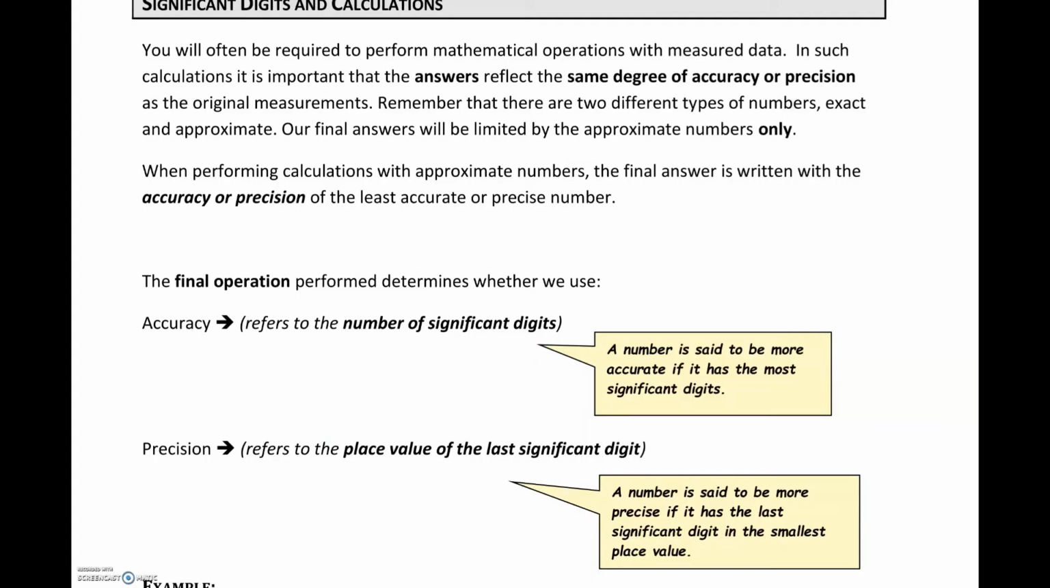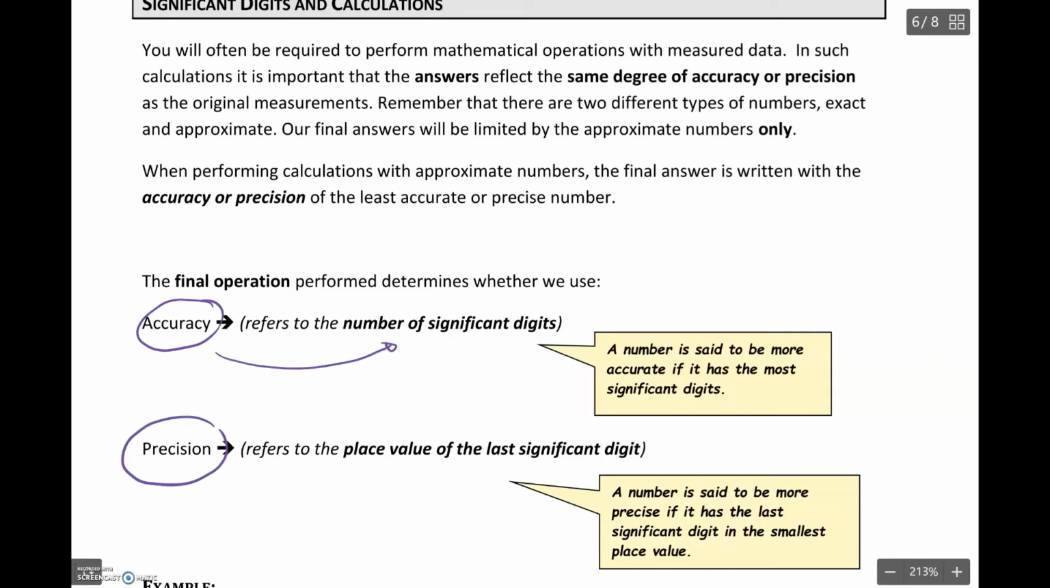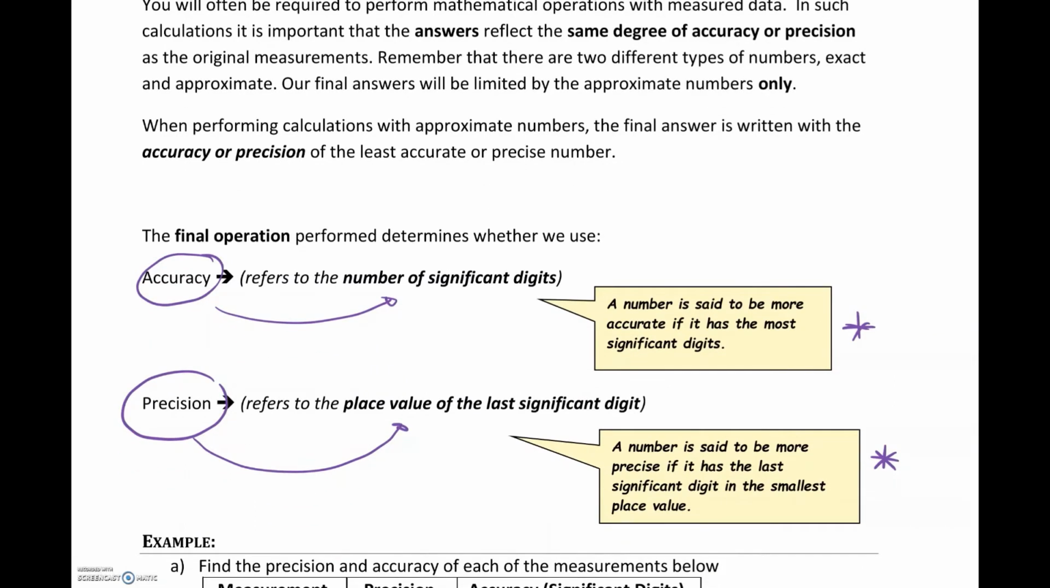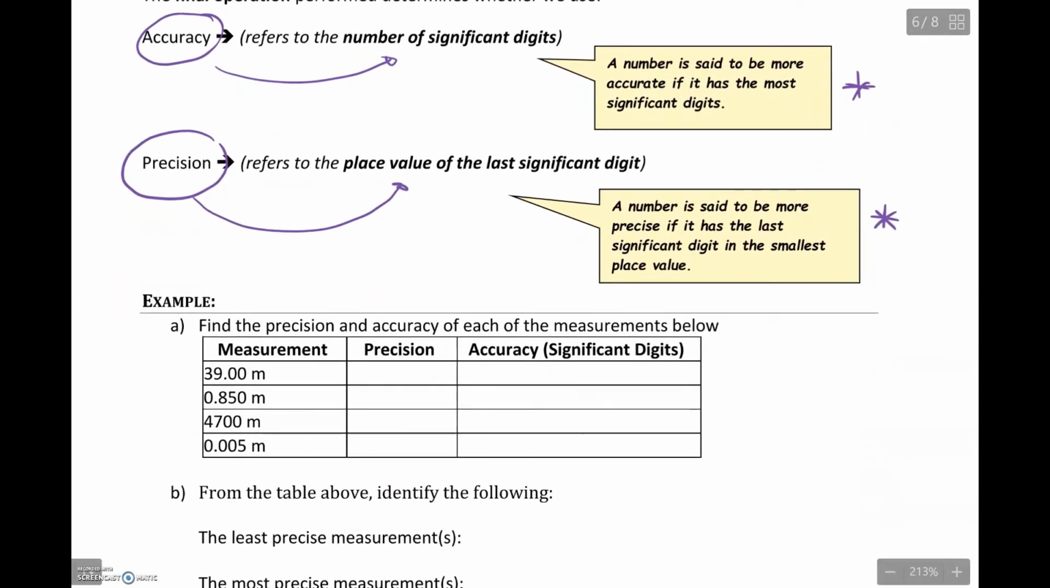We'll be looking now at 2 important concepts, that of accuracy and precision. Accuracy refers to the number of significant digits, whereas precision refers to place value of the last significant digit. So it's very important to study these 2 definitions here. A number is said to be more accurate if it has the most significant digits. And a number is said to be more precise if it has the last significant digit in the smallest place value. So let's look at this.